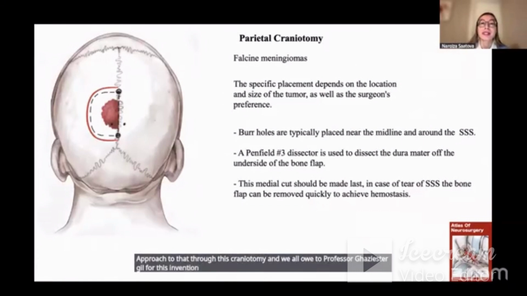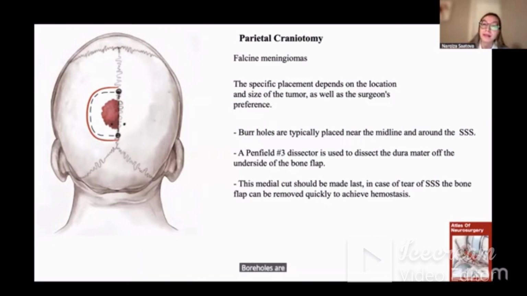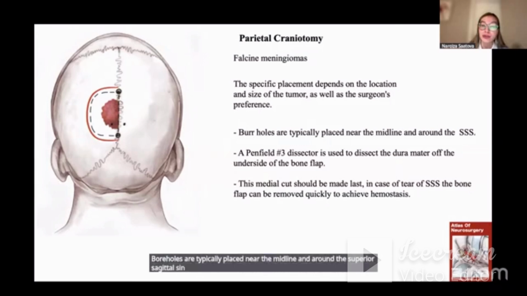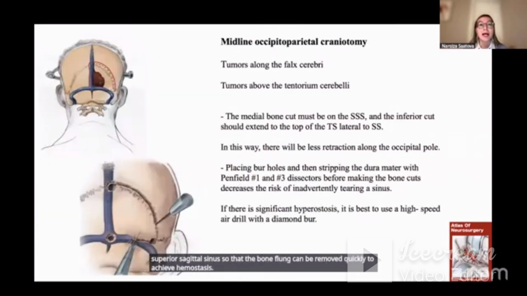Parietal craniotomies are applicable for falcine meningioma. Specific placement depends on the location and the size of the tumor, as well as the surgeon's preference. Boreholes are typically placed near the midline and around the superior sagittal sinus. The medial cut should be made last, in case of a tear of the superior sagittal sinus, so that the bone flap can be removed quickly to achieve hemostasis.